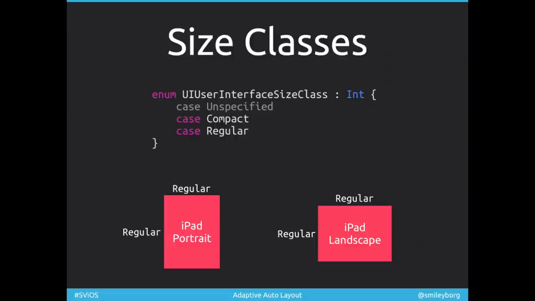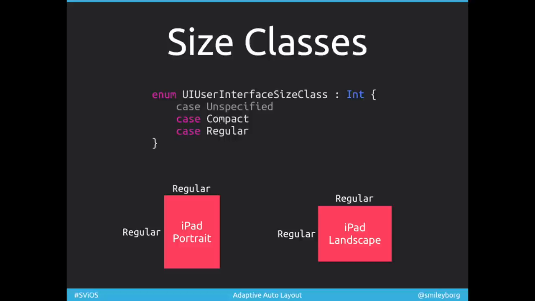You can see that they're both regular horizontally and regular vertically as far as the size classes go. So what does that really mean as a developer? How do you interpret this? Well, that's clearly Apple saying that they don't view an iPad in portrait or landscape as substantially different, meaning when you've rotated an iPad in either orientation, you're supposed to think of that as roughly the same amount of space. Nothing has changed dramatically.